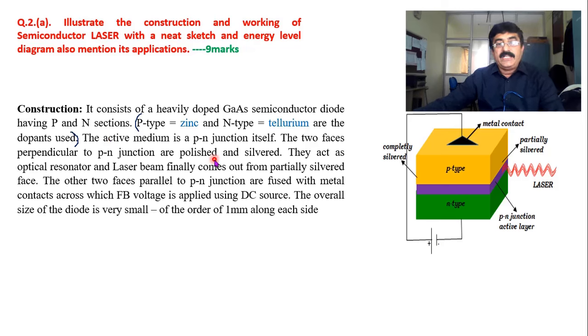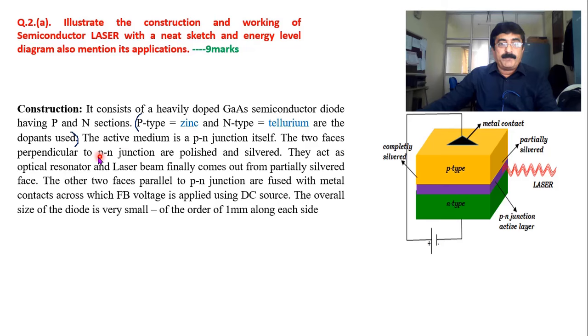Next, the active medium is PN junction itself. See, dear students, in semiconductor laser, we need to have active medium. In active medium only the entire lasing action is happening. Population inversion happens, metastable state is there, stimulated emission happens and the laser comes out. All these things happen only in the active medium. In semiconductor laser, active medium is junction itself. So that is the meaning of this sentence. So PN junction is active medium.